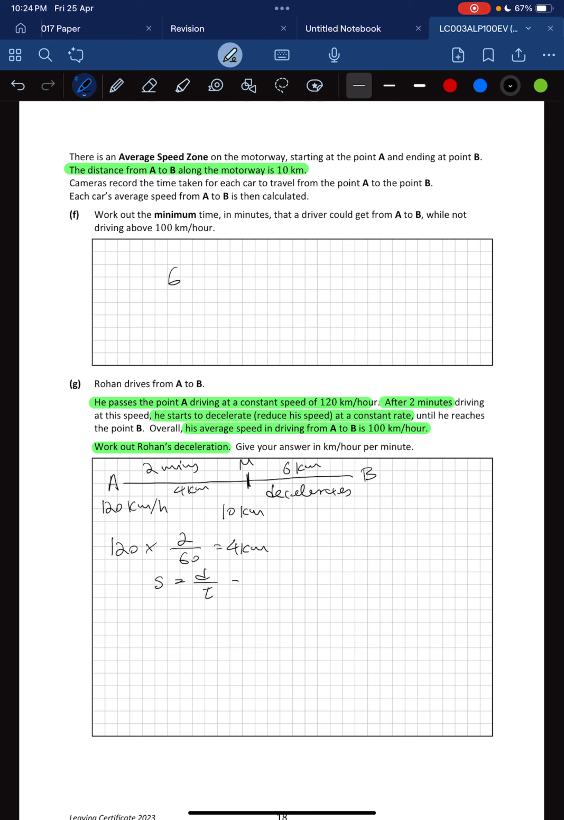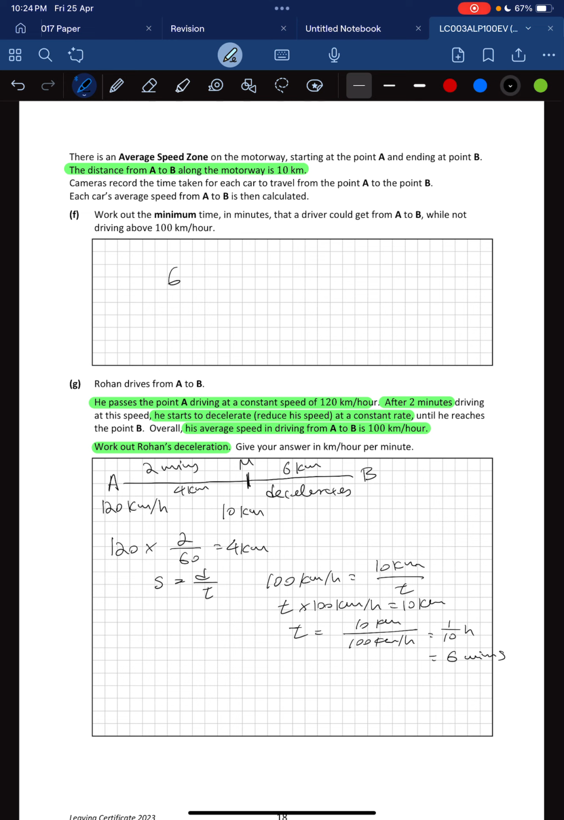So we can say 100 kilometers per hour is equal to 10 kilometers over time. So time times 100 kilometers per hour is equal to 10 kilometers. So time is equal to 10 kilometers over 100 kilometers per hour, which is 1 over 10 hours, which is 6 minutes, since 1 over 10 times 60 is 6.